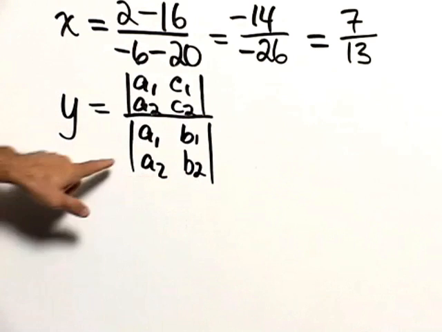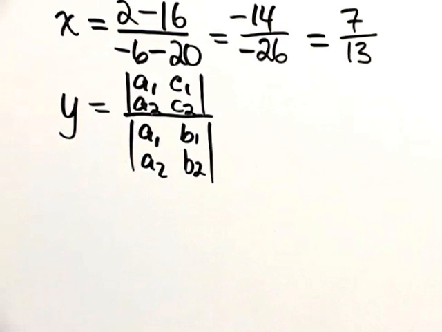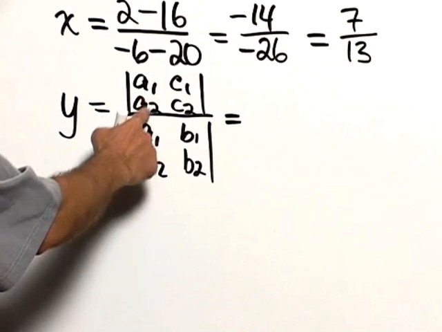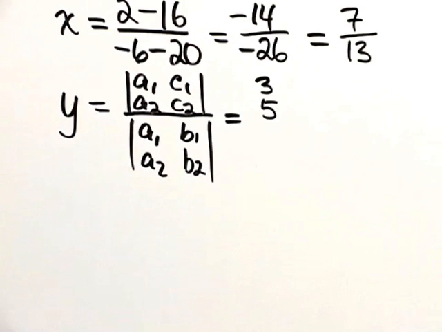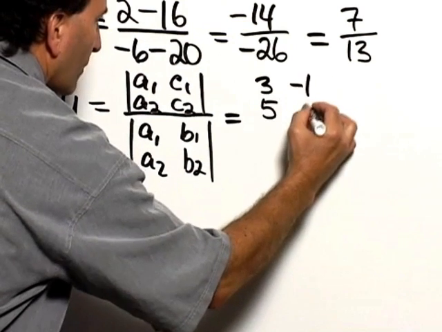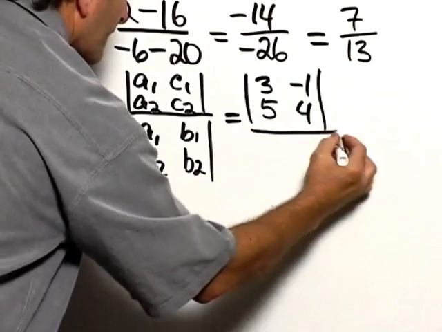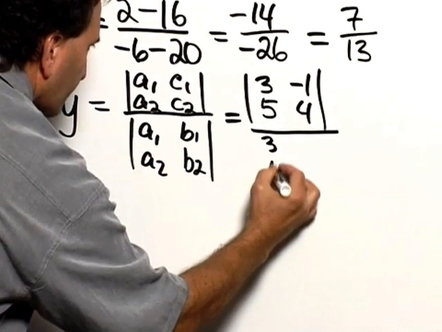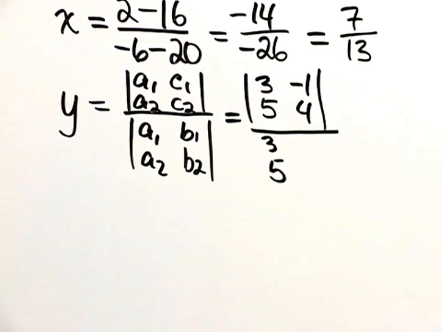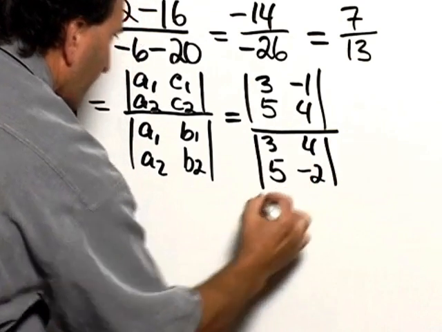Now, this determinant here is the same as the denominator that we found for the value of x. Let's substitute our numbers in. a1 and a2 are the coefficients of the x variables, so that's 3 and 5. c1 and c2 are the constants, negative 1, 4. Then the a1, a2 is, of course, 3, 5, as we just said, and b1, b2, coefficients of the y we saw earlier, 4, negative 2.